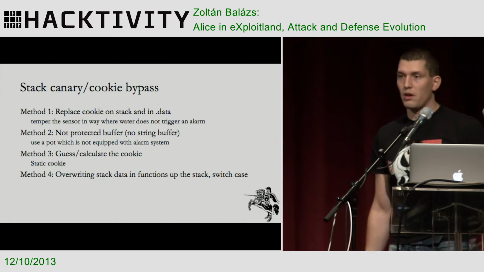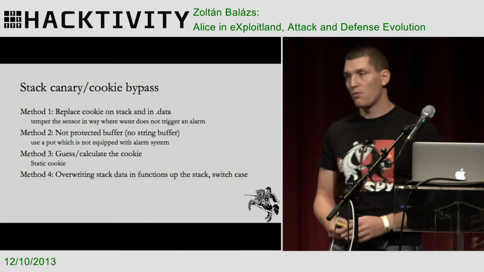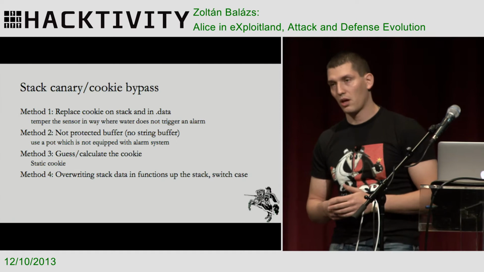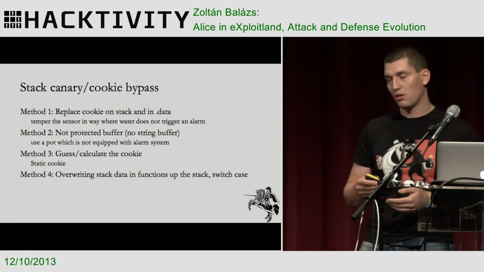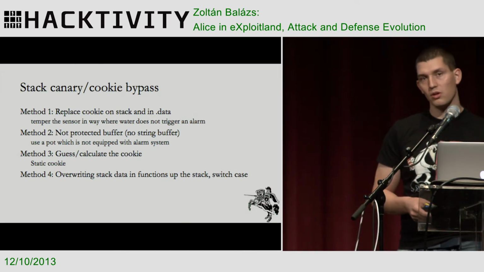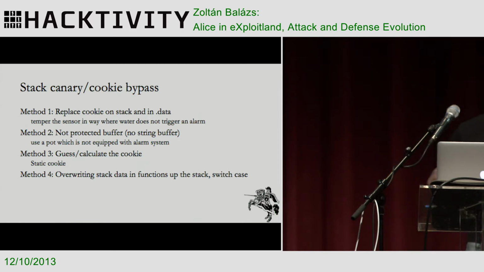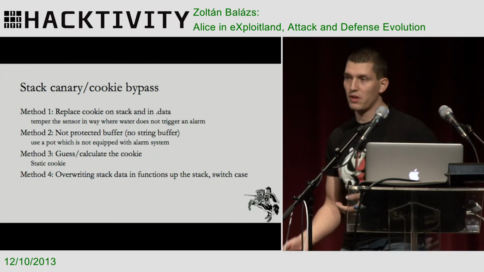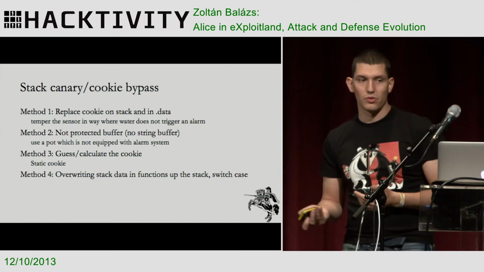As always, there are many ways to bypass these protections, and the very first method is that sometimes you can replace this random cookie value both on the stack and where the operating system stored it, which was this magic cookie value. And thinking about Alice, this is very similar to when Alice can basically tamper with the sensor and it won't detect if the water overflows.